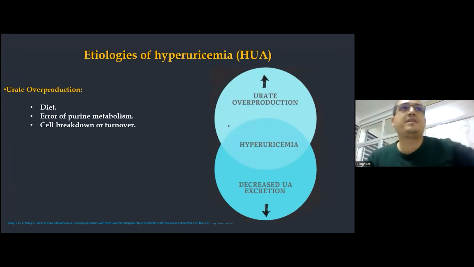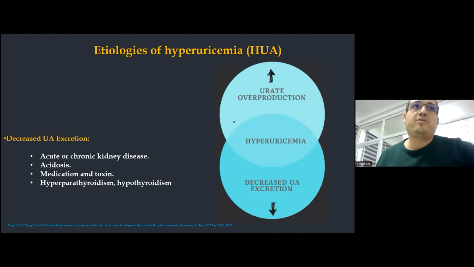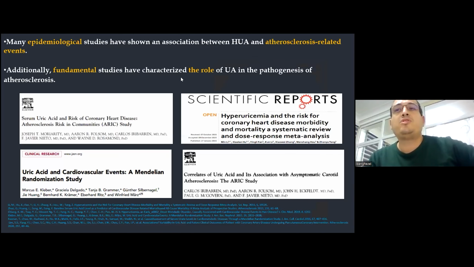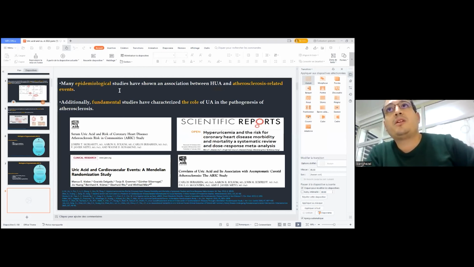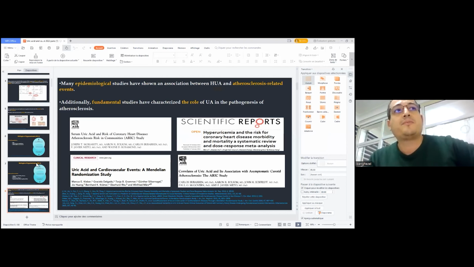Etiologies of hyperuricemia. One, overproduction, for example, a diet rich in purine. The other is decreased uric acid excretion, for example, in chronic kidney disease. Many epidemiological studies have shown an association between hyperuricemia and atherosclerosis-related events. Additionally, fundamental studies have characterized the role of uric acid in the pathogenesis of atherosclerosis.